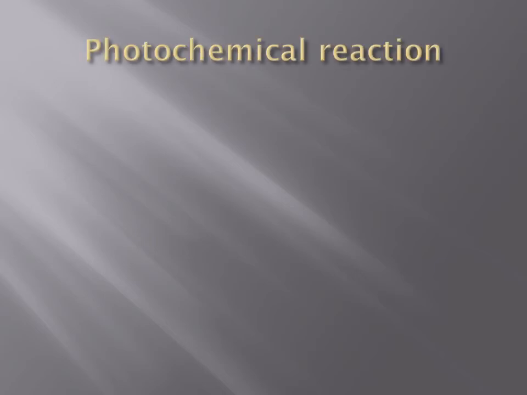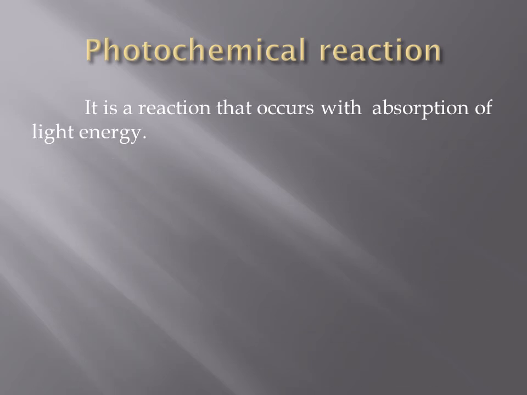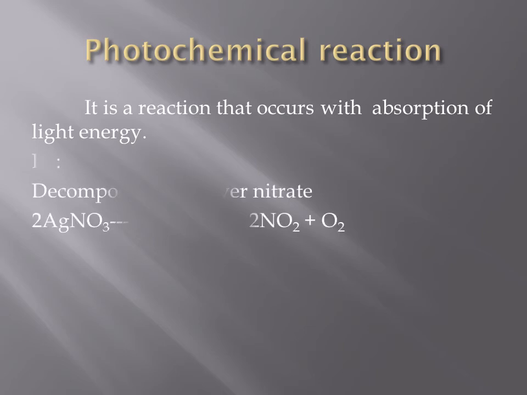There are some reactions which take place only with the absorption of light energy. Such reactions are known as photochemical reactions. It is a reaction that occurs with the absorption of light energy. We have an example, decomposition of silver nitrate. Silver nitrate in presence of sunlight decomposes to form metallic silver, nitrogen dioxide and oxygen. The equation is 2AgNO3 gives 2Ag plus 2NO2 plus O2.